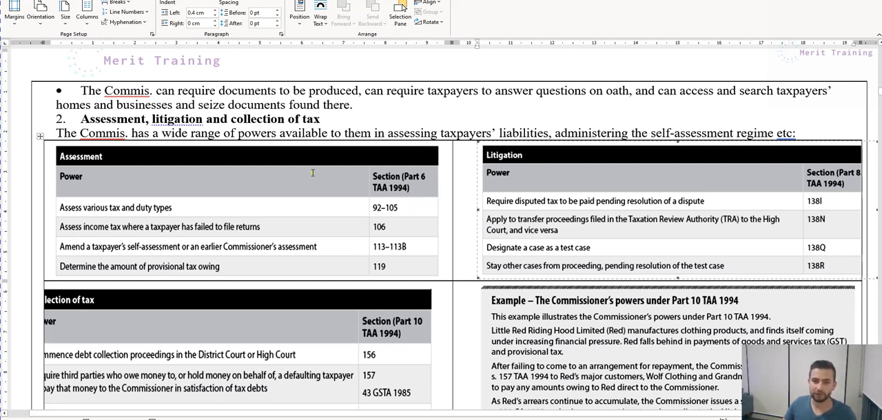So if there's a certain case that they want to, it might just be a small case, but the New Zealand government's going to put all its forces behind it and put extra resources behind it, just so that they can then set a precedent and say, going forward, this is the outcome of it. We're going to hold everyone accountable based on the outcome of this test case. Obviously, it's not good to be on the other side of that, because the government's going to be putting additional resources than they normally would into your case, including with lawyers fighting it. And finally, stay other cases from proceeding pending resolution of the test case.